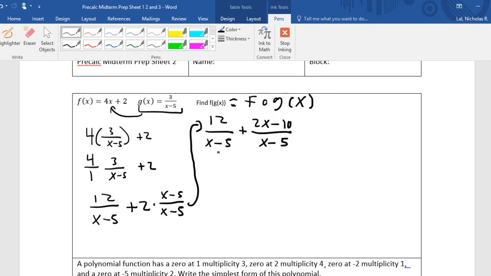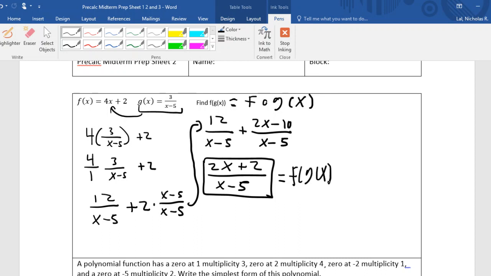So in order to add across fractions, I have a common denominator. So I'm going to write this as 2x, negative 10 plus 12 is plus 2, so 2x plus 2 over x minus 5. That is our solution. So this is f of g of x, and this is pretty much as simplified as we're going to get it.